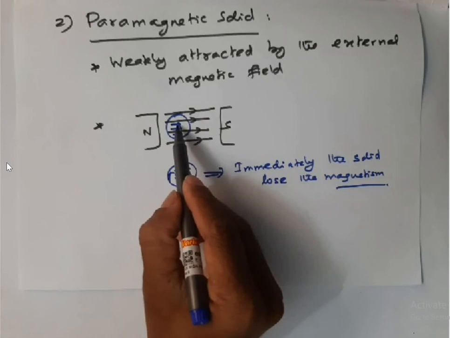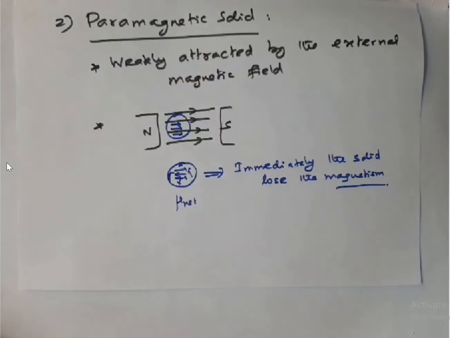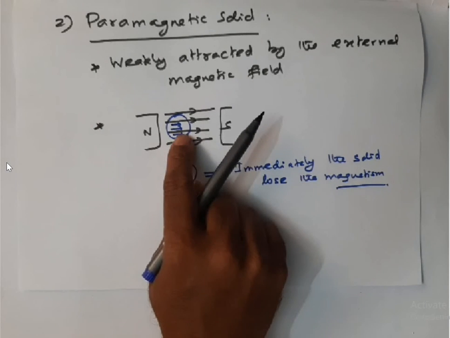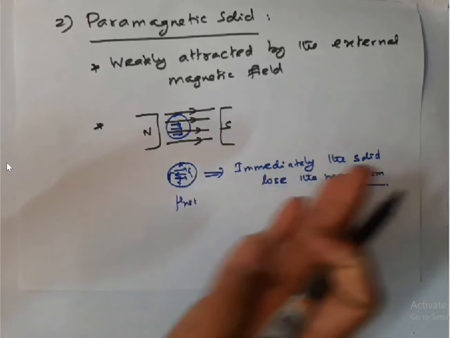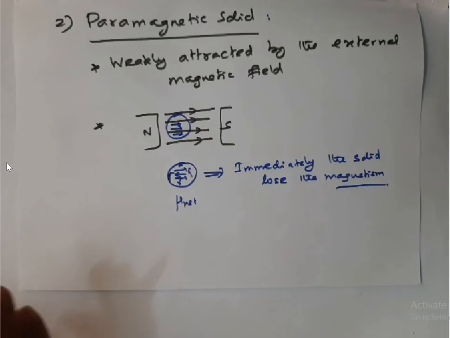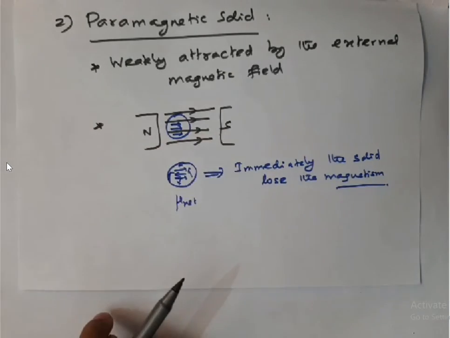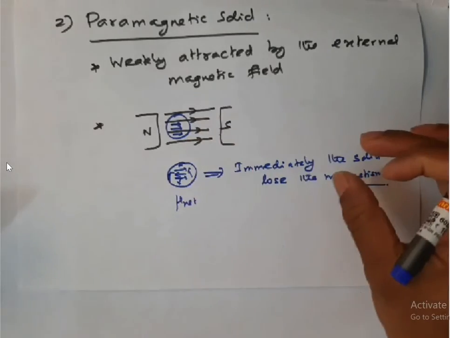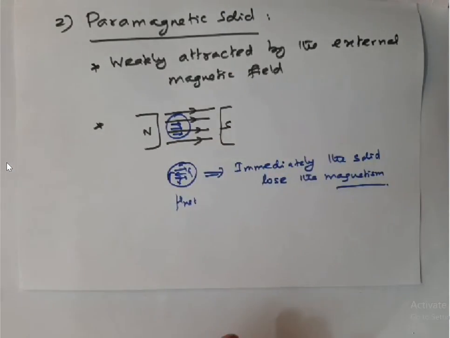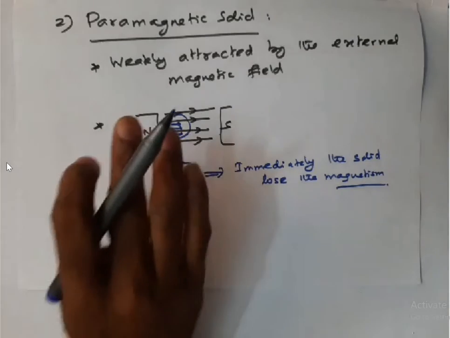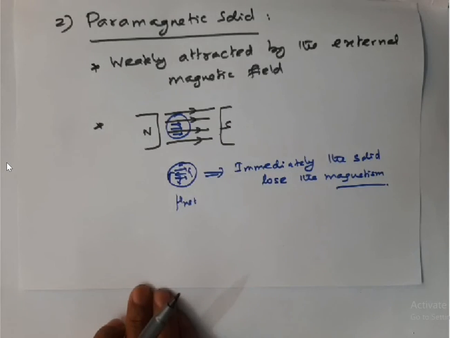These arrow marks actually indicate the direction of the magnetic moment. Let us not go into the details. I'll use the term like this: it gets magnetized. That magnetization is in the same direction as the external magnetic field, so it is attracted. When you remove the magnet, immediately the solid will lose the magnetism. That is the important property of a paramagnetic solid.